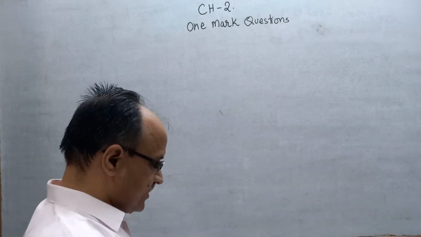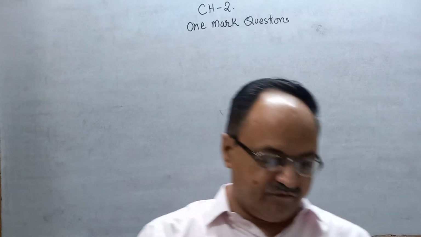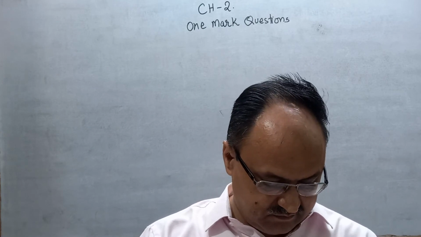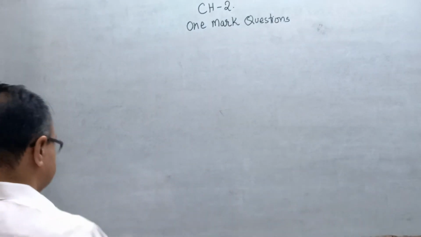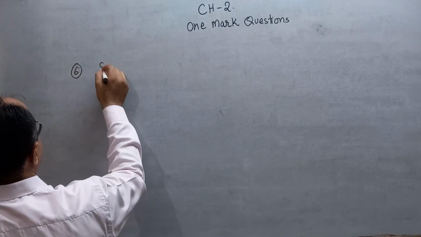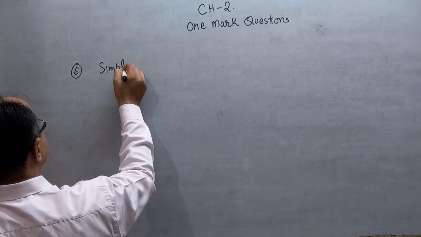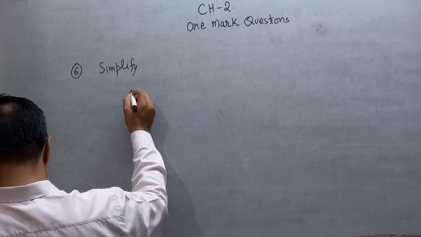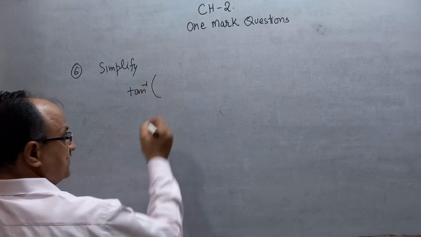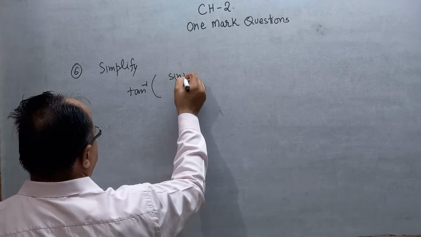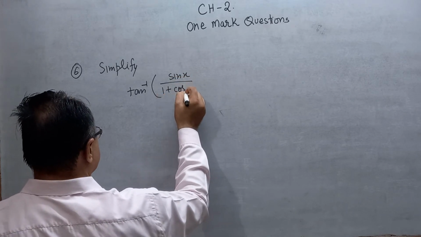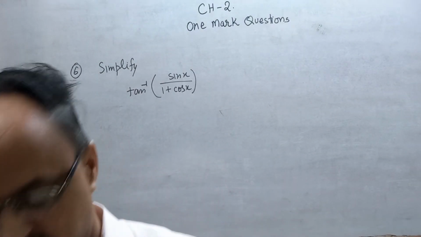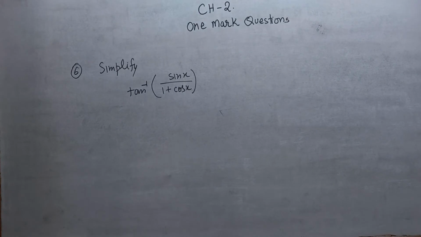Next, one more very important question. Question number 6. Simplify tan inverse of sin x upon 1 plus cos x. Tan inverse sin x upon 1 plus cos x. Clear?